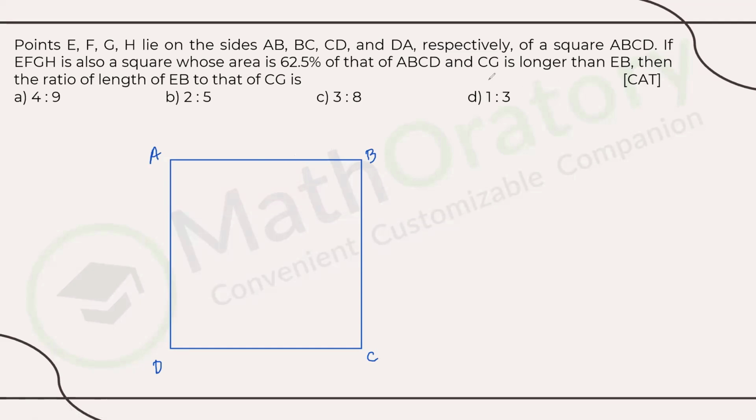It says CG is longer than EB, right? And this point E is on the side AB. So E will be somewhere here, isn't it? So this will be roughly the midpoint, so I'll take E a little towards B. That's all. It doesn't matter if you do that or not. So I'll take it here. And remember, we have to make a square right here.